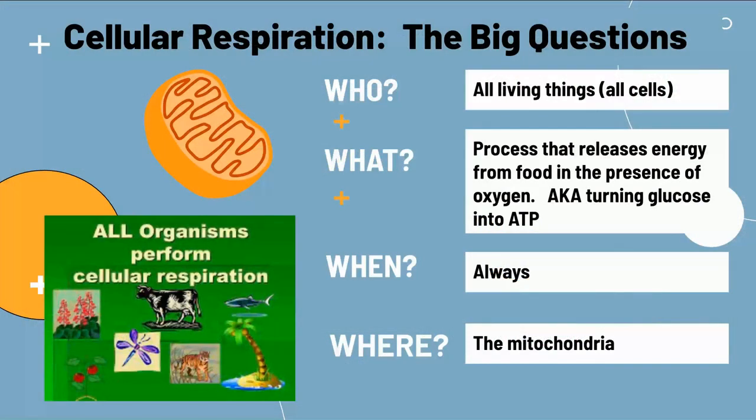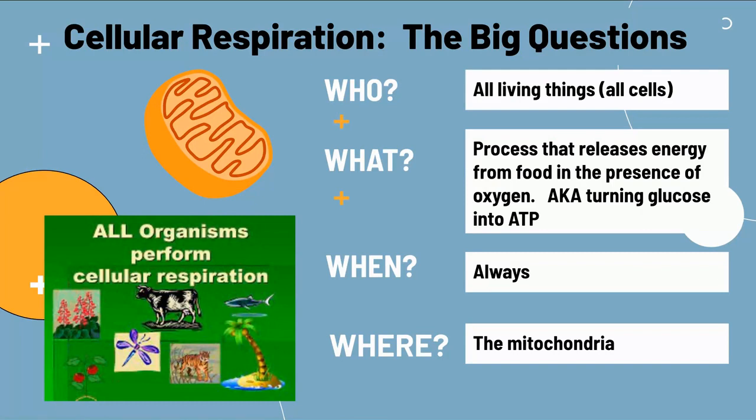When it comes to cellular respiration, there are a couple of big questions that we must first ask ourselves. And please make sure you're writing down the responses to these questions in your guided notes. All living things undergo cellular respiration because all living things are made up of cells. And cellular respiration refers to the process that releases energy from food in the presence of oxygen.